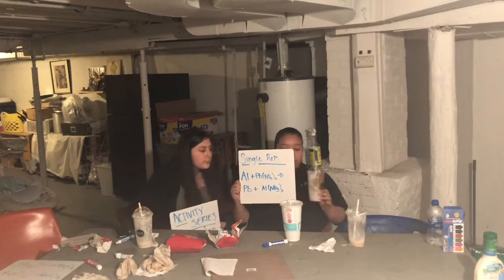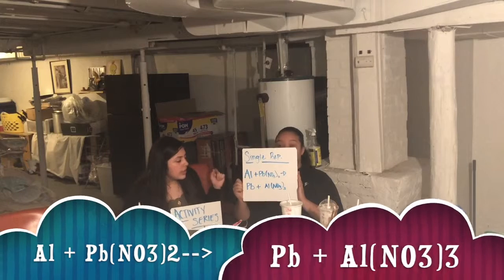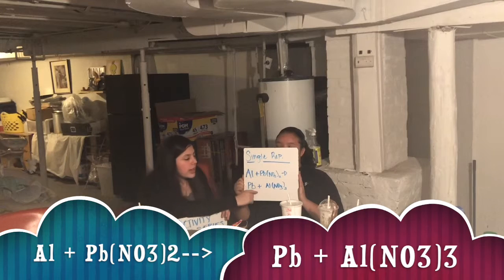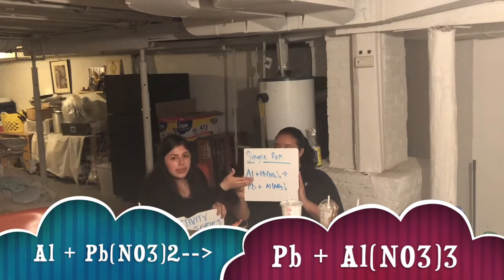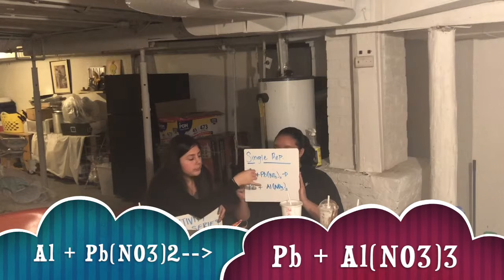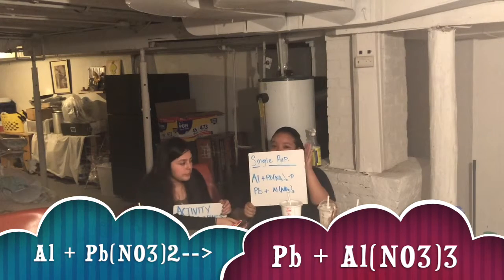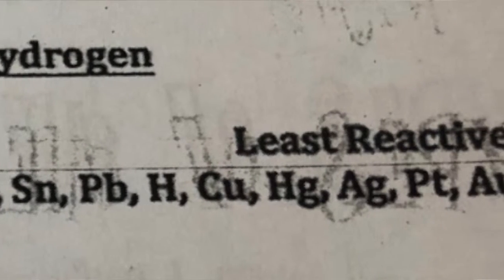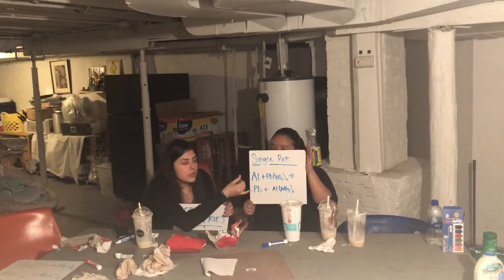So an example here: we have Al plus Pb(NO3)2. This reaction only occurs because aluminum is more reactive than lead here. This reaction only happens because aluminum was able to steal NO3's electrons. So that's why the order and how they're ranked matters, and you will see that aluminum is ranked higher than lead, which is why lead was left alone and aluminum was placed beside nitrate.